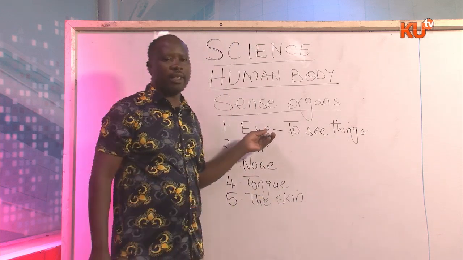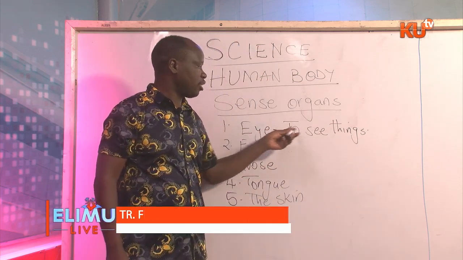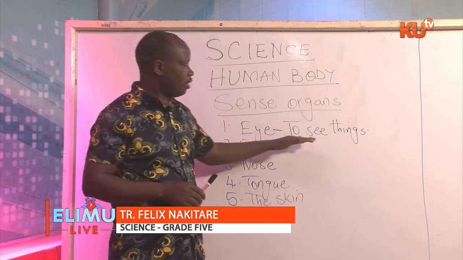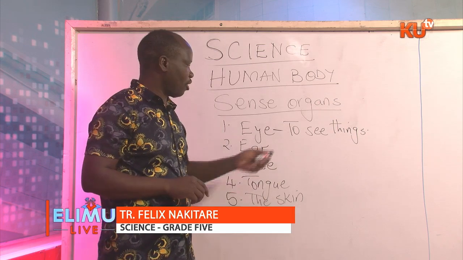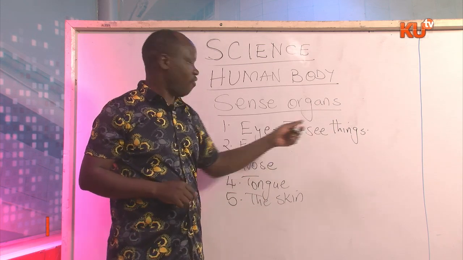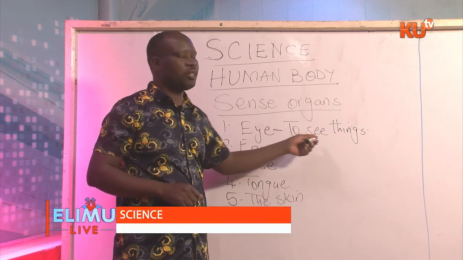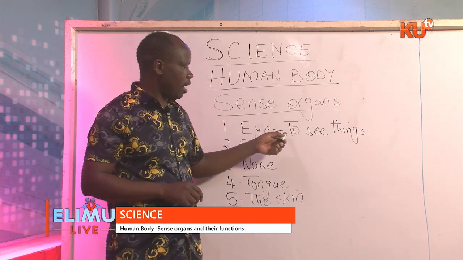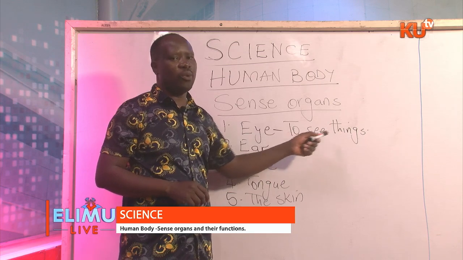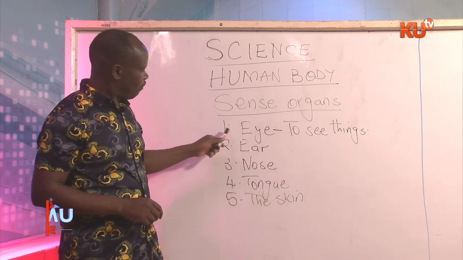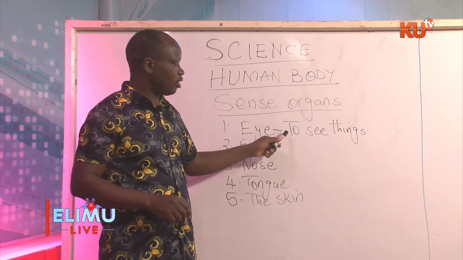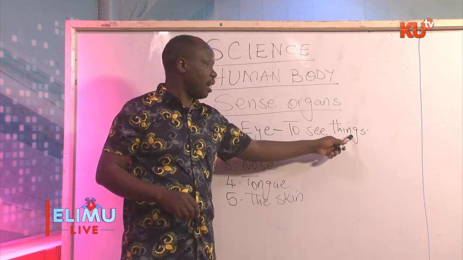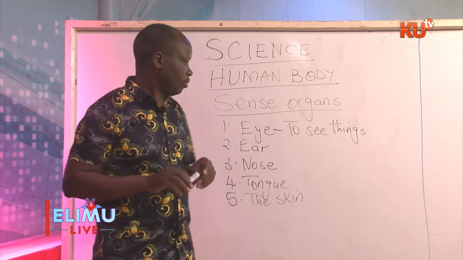The main function of the eye or the eyes is to see things. You can also try during your free time. You close your eye, then you open. If you close your eye, you will not be able to see anything around you. But when you open your eyes, you will be able to see what happens. So the main function of the eye is to see things that happen or things that are around you.